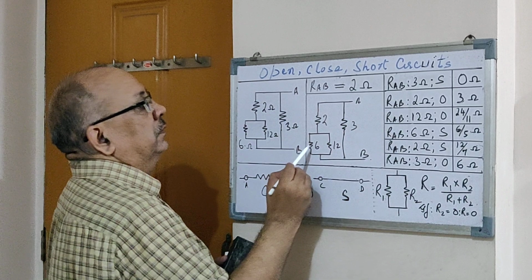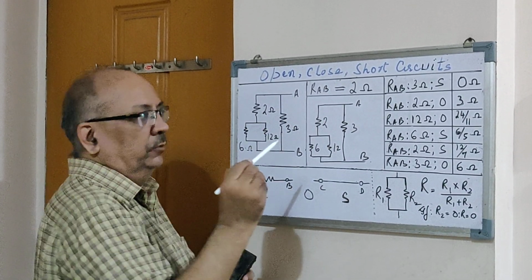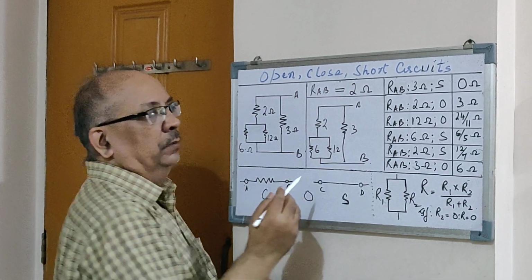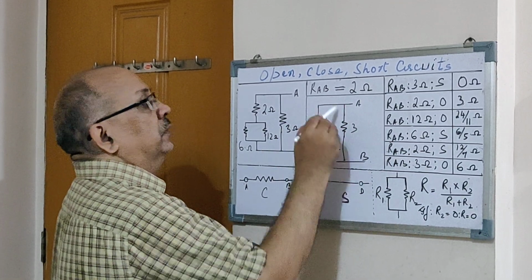I repeat, 6 and 12 in parallel gives me 4 ohms. 4 ohms in series with 2 ohms gives me 6 ohms. 6 ohms in parallel with 3 ohms gives me 2 ohms. So the resistance between A and B is 2 ohms when everything is fine.